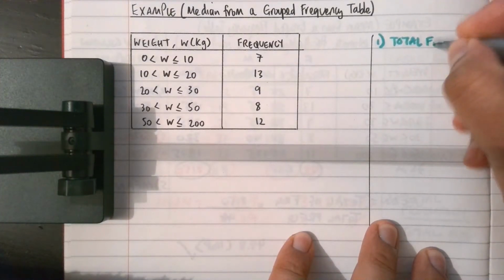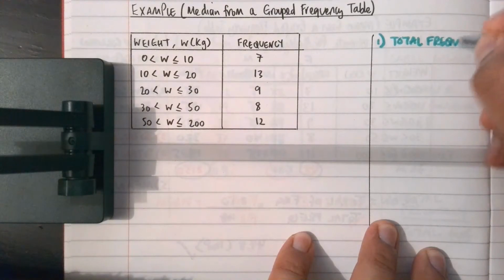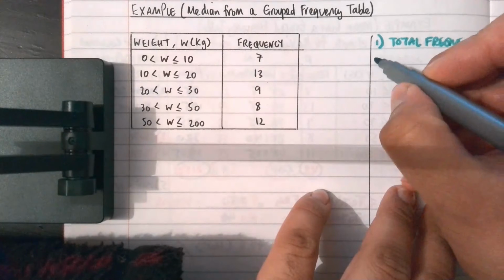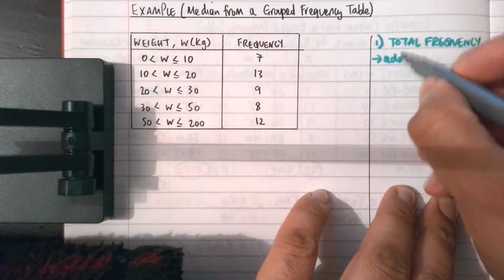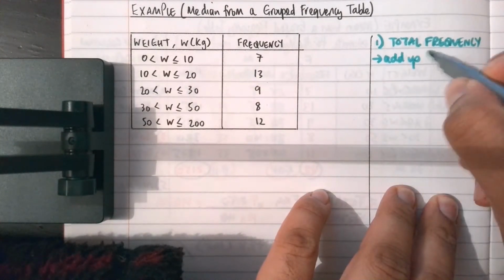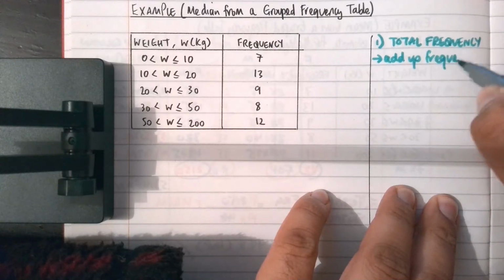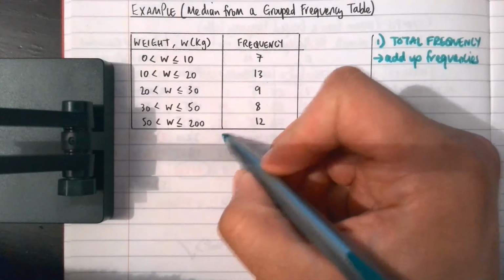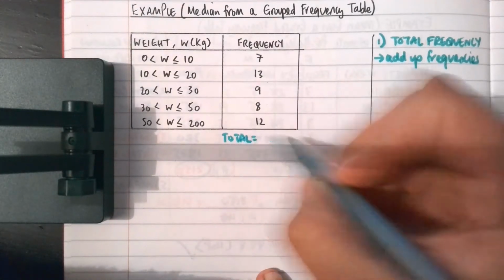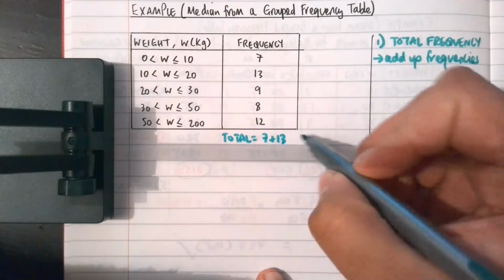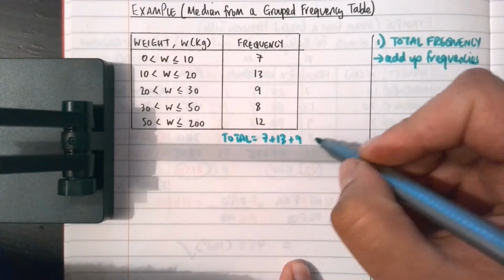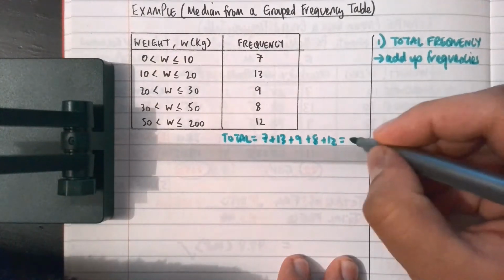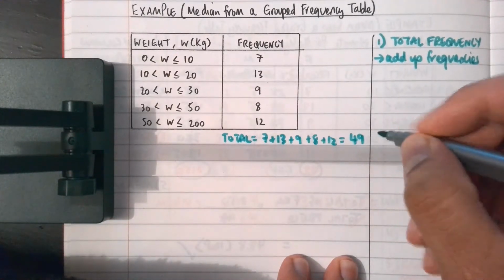We're going to do that by adding up all the frequencies that are given, and those frequencies just give us information about the weights of, for example, stones. So we've got 7 stones that have a weight between 0 and 10 kilograms. We've got 13 stones that are between 10 and 20 kilograms, and so on. Again, they've been grouped, so we don't know exactly what the weight of each stone is, but we've grouped them to make it easier to analyze. So we've added up the frequencies to get the total frequency, which is 49.